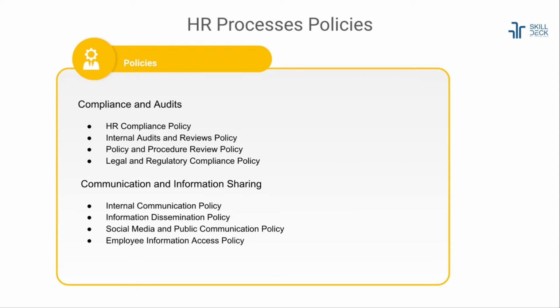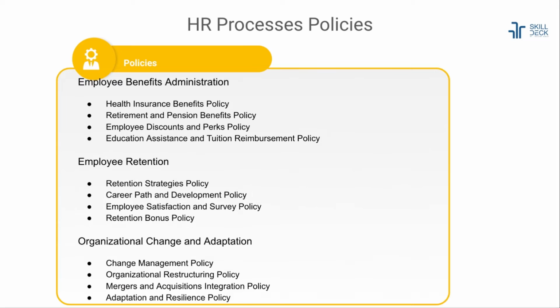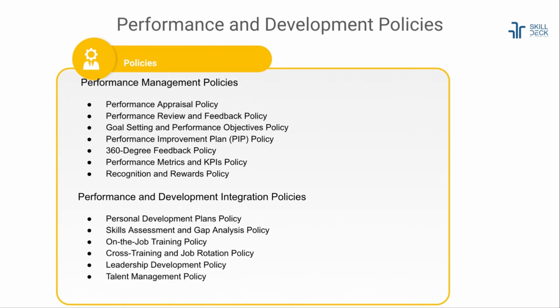For termination, we can keep exit interview, final settlement, termination of employment. Salary review under compensation management, pay equity, pay parity, compensation benchmarking, baselining, commission incentive structure policy. For HR audits, you can have an internal audit policy, regulatory compliance policy. For communication and information sharing: information dissemination policy, internal communication policy, social media policy. And for employee retention: bonus policy, satisfaction policy, survey policy. For benefits: employee discount, retirement. Organization change: adaptation, resilience policy, organization restructuring policy, change management policy.